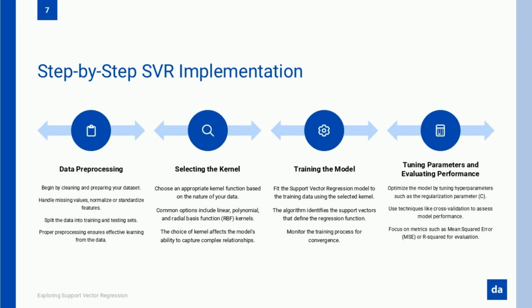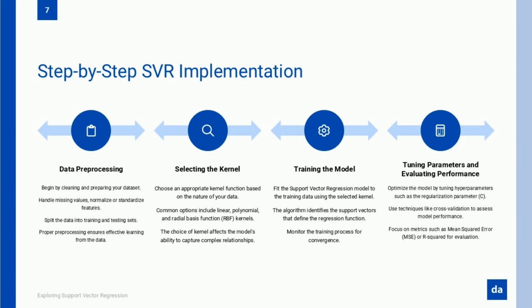Once the data is prepared, the next step is selecting the kernel function. The kernel defines how the model interprets the relationship between the input features and the target variable. If the data has a simple linear relationship, a linear kernel may be sufficient. However, in most real-world cases, relationships are more complex, and we may need to use a polynomial kernel or a radial basis function, RBF kernel. The right choice of kernel is crucial because it determines how well the model captures the underlying patterns in the data. After choosing the kernel, we move on to training the SVR model.